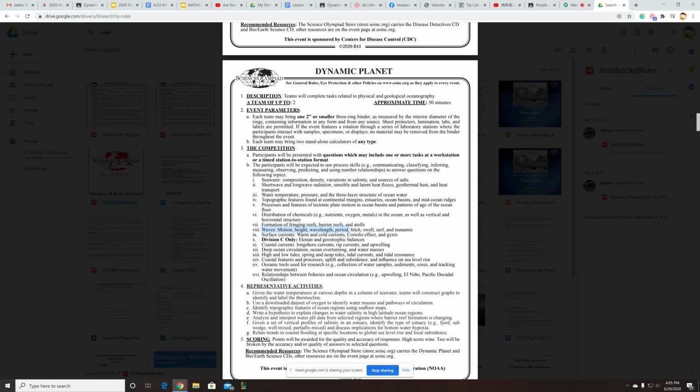Another place where you might reuse older tests is diagrams. With these topographic features, they usually require you to do a diagram, and half of the time they've probably reused a diagram from a previous competition. So that's basically the construction of your binder.